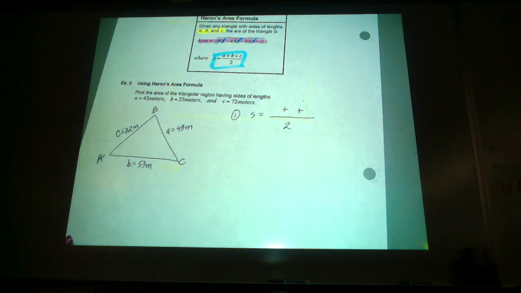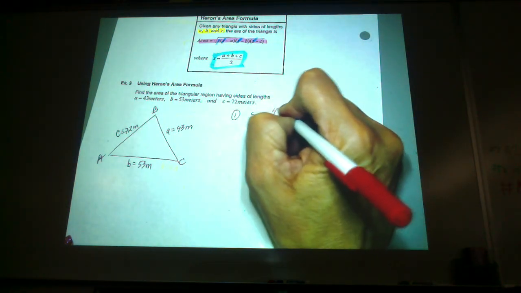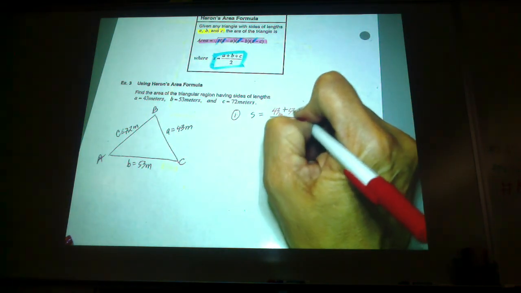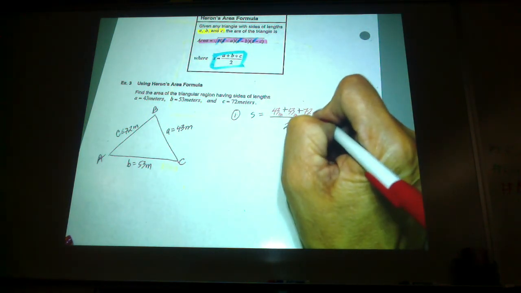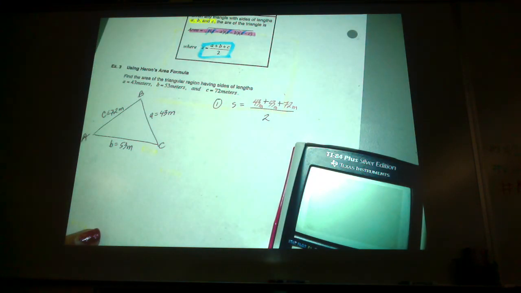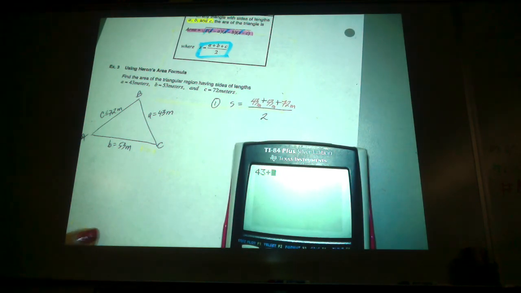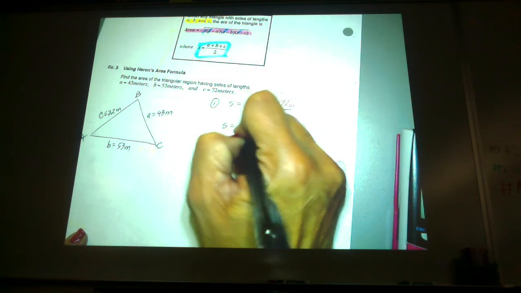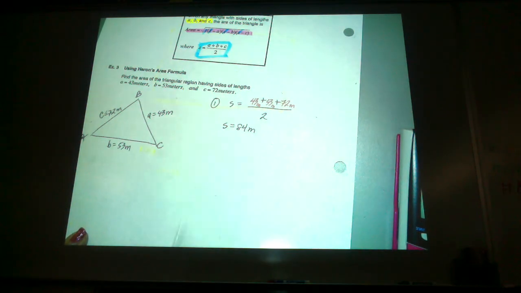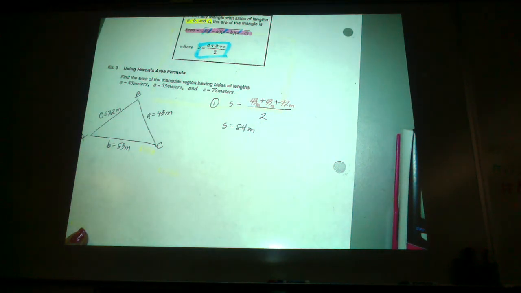So I'm going to take my side lengths, which are 43 meters plus 53 meters plus 72 meters. If I add meters together, don't I just have meters? So we end up with S equaling a nice 84. It will not always be a nice, little happy answer. Depends on what your side lengths are. So S in this case is exactly equal to 84 meters. We added meters together, we got meters, divided by 2, we still get meters.